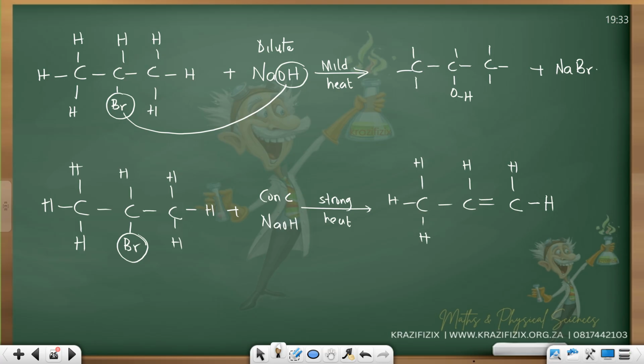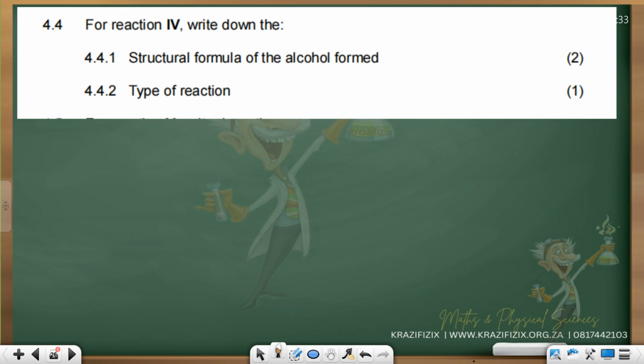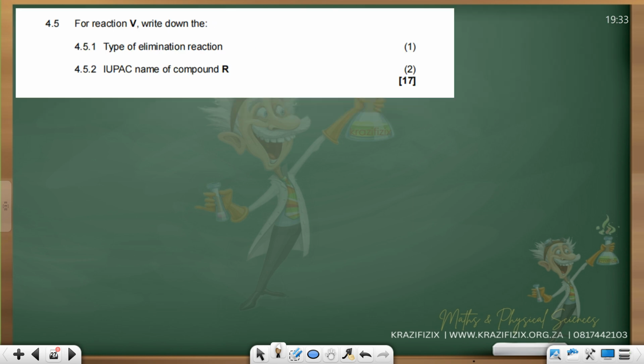It works. So please, I'll take you over and go through again. For reaction 4, the structural, we're doing this, right? The alcohol formed, we got it right? And what's the type of reaction? Substitution. Because we're moving from what? Saturated to saturated. Okay, case closed.